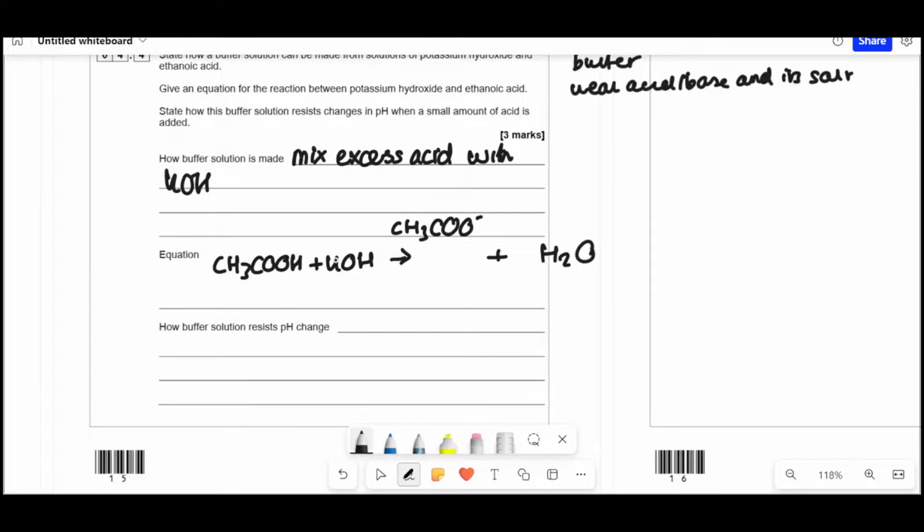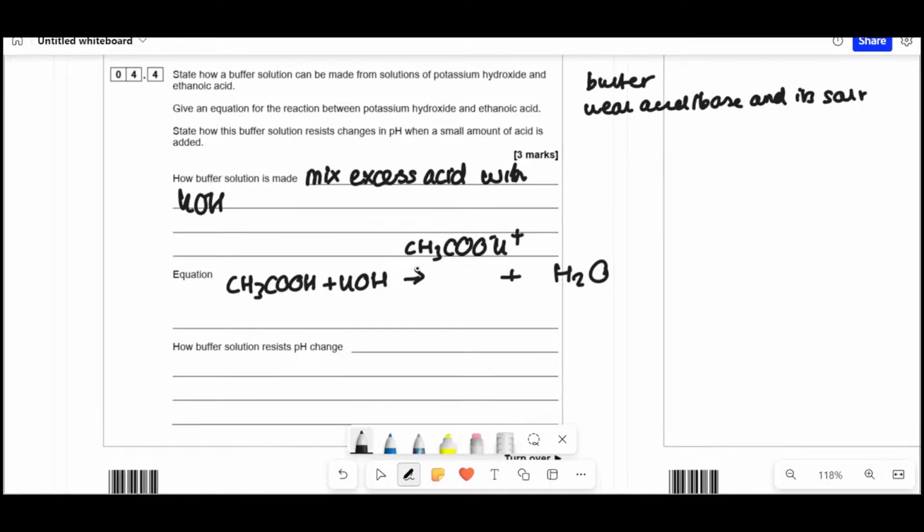CH3COO minus. And then it reacts with the K as well to give you K plus. That's your salt. Then it says, state how this buffer solution resists change in pH when a small amount of acid is added. So remember, when you have a weak acid and its salt, it's always going to form this equilibrium. HA becomes H plus A minus, where the A minus is your salt now. And it will just keep doing that.